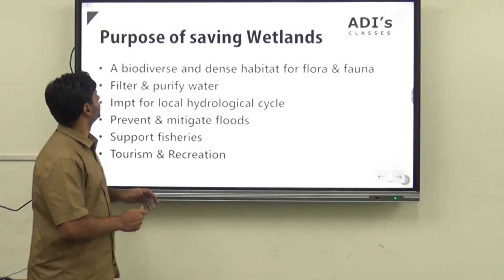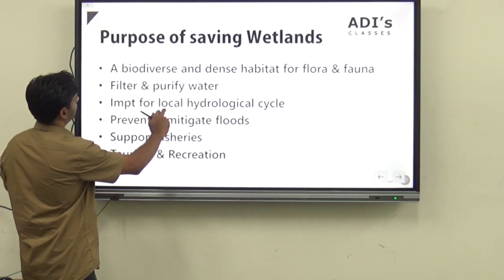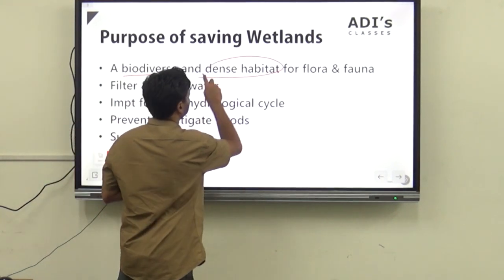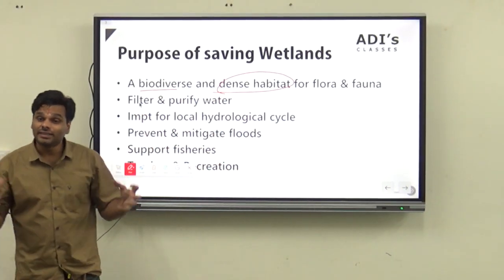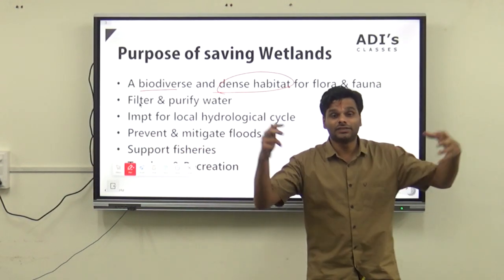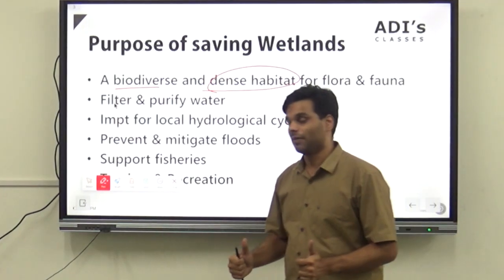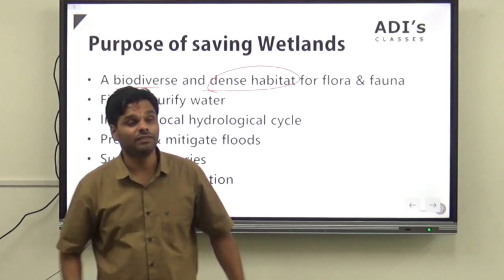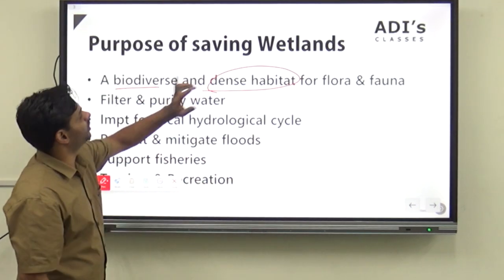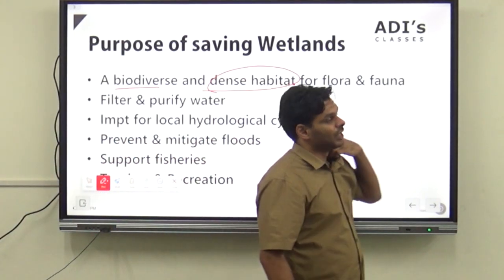okay, right? So we say that it's a biodiverse and dense habitat. So this is also a very important point, right? Biodiverse and it's a dense habitat. Within a very small area, it is very densely populated. The biomass is packed into a very small area. Biodiversity is great within a very small area, right? That is one of the major purposes why we should be saving wetlands, right?